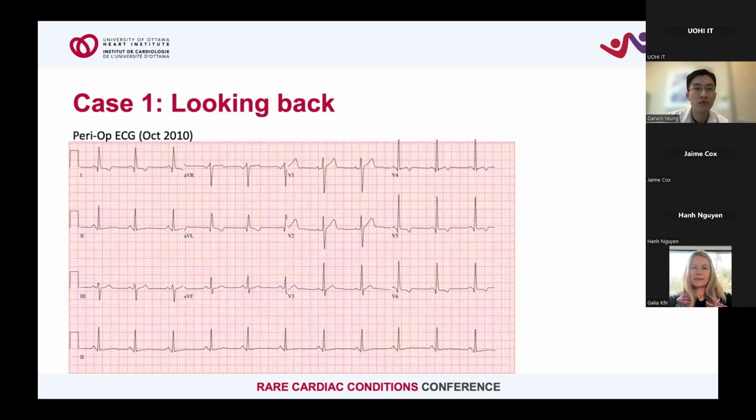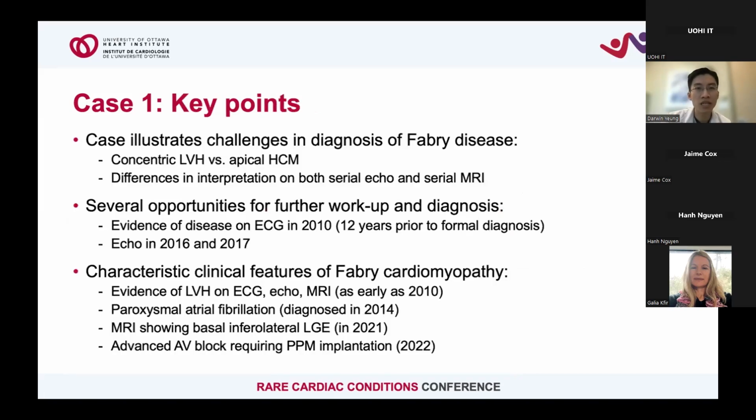Looking even further back, this was a perioperative ECG from 2010, and already we could see some abnormalities, again, the T-wave inversions in the anterolateral leads. So as far as more than 10 years prior to his diagnosis, we could already see the development of early manifestations of a cardiomyopathy.